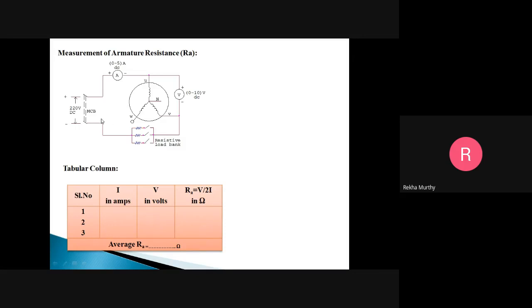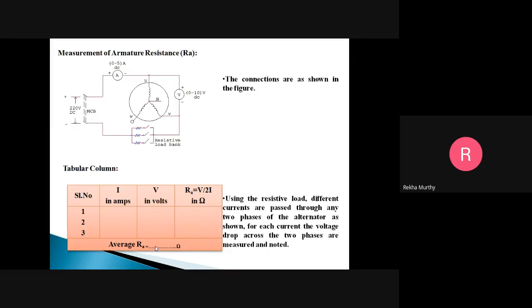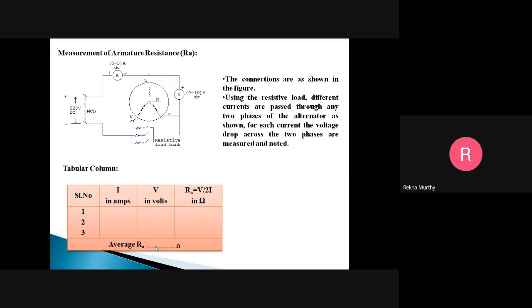Switch on the supply and vary the resistor bank load to 2 amperes, 4 amperes and 6 amperes, and the corresponding readings of voltage and current should be noted down so that we can solve for the armature resistance. The average resistance value should be taken by averaging the 3 values. This is how we can measure the effective value of the armature resistance.